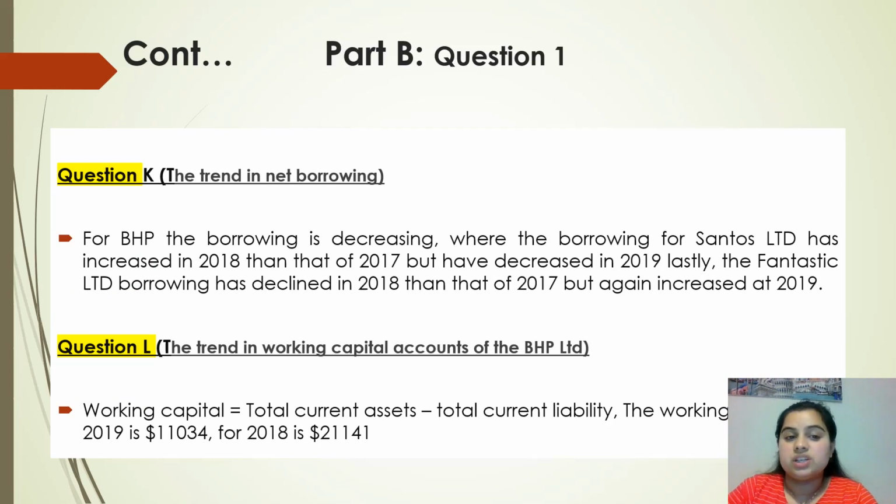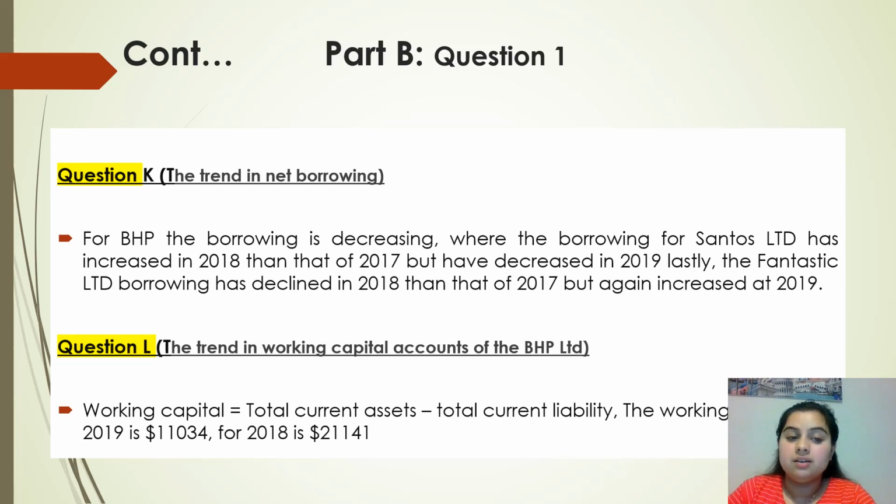Next is question K, the trend in net borrowing. For BHP, the borrowing is decreasing, whereas the borrowing for Santos Limited decreased in 2018 compared to 2017, but increased in 2019. The Fantastic Limited borrowing has declined in 2018 compared to 2017, but again increased in 2019.